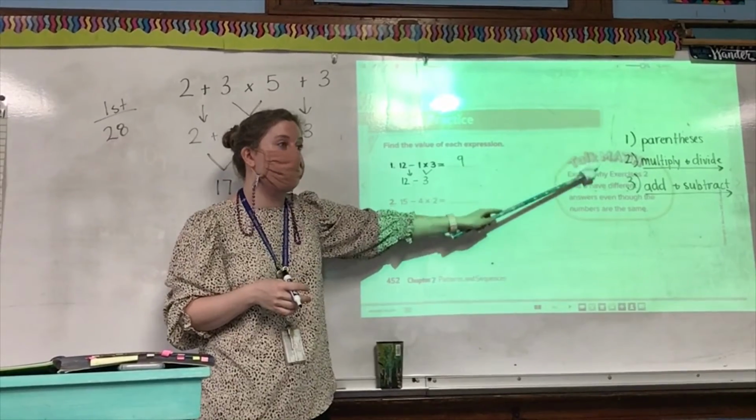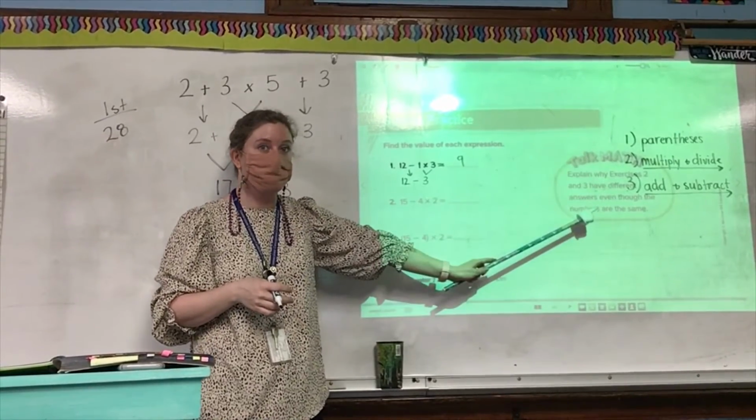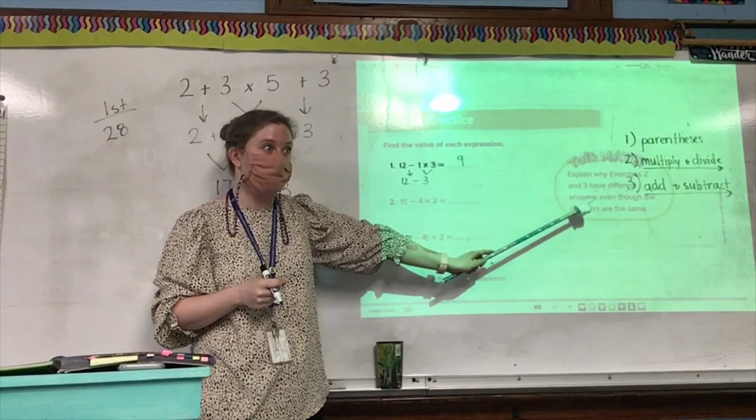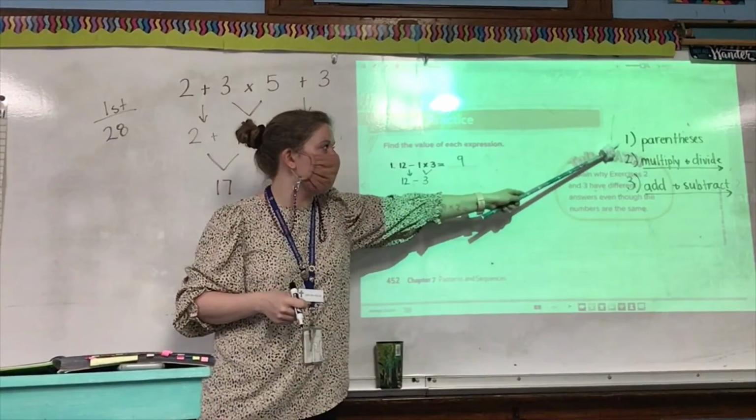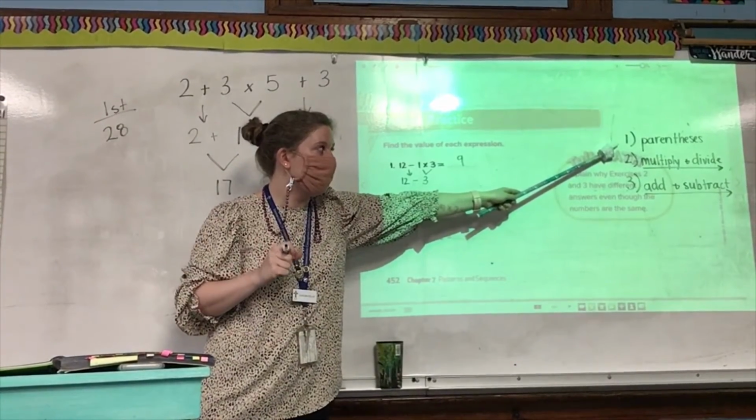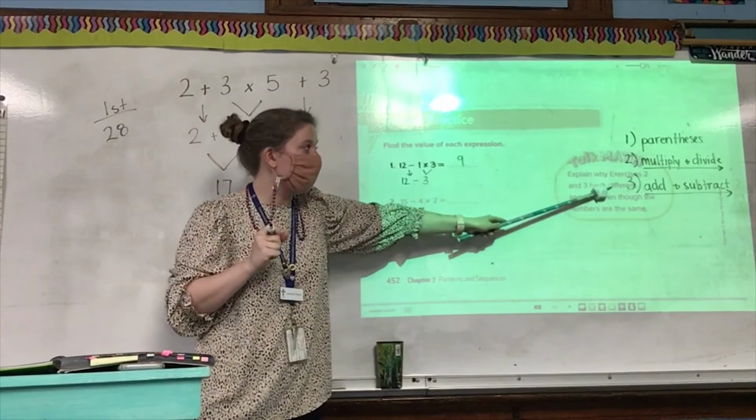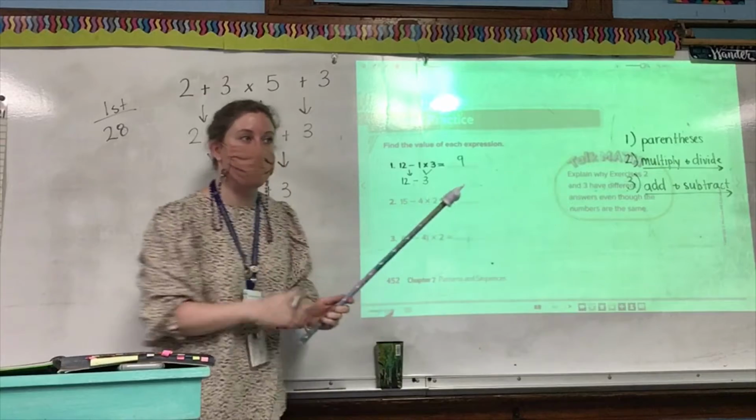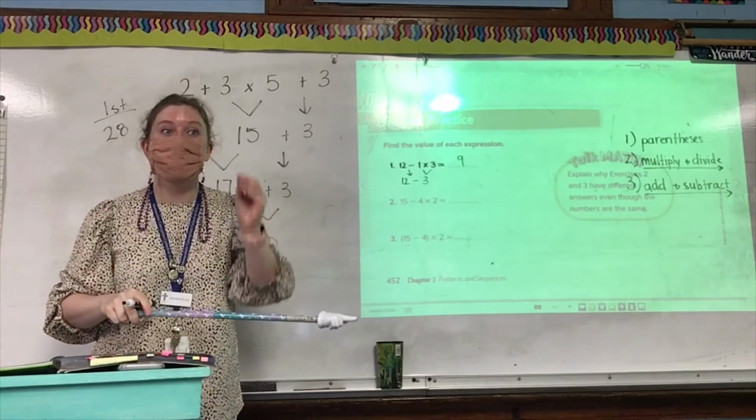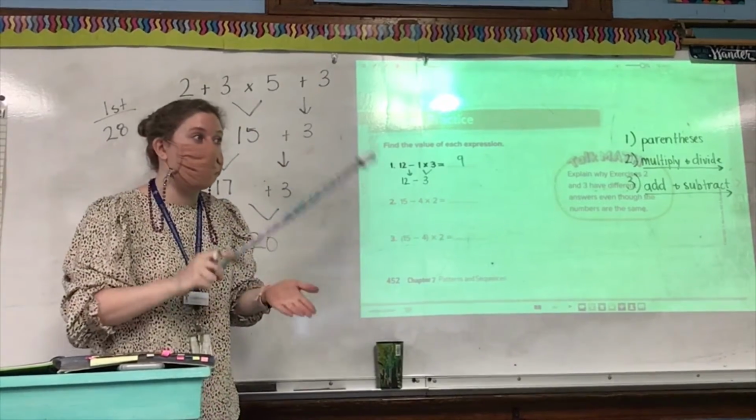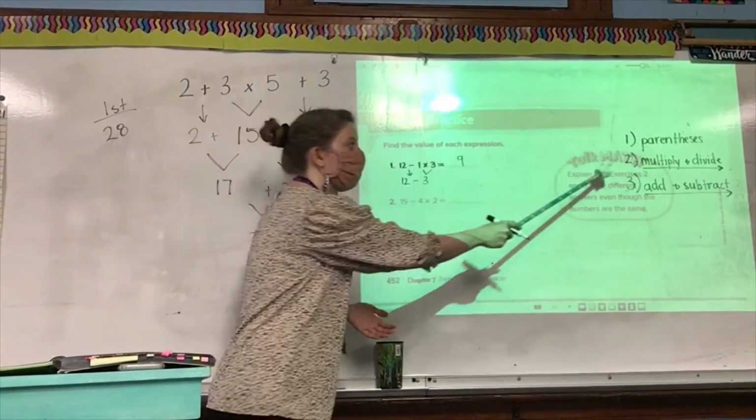I'm telling you, rewrite this on every single page that you do. Please, it will help you. Because then you can go, okay, 1, parentheses, do that. 2, multiply and divide from left to right. Do that. 3, add and subtract from left to right. Unless it is in parentheses, you cannot add or subtract before you multiply or divide.